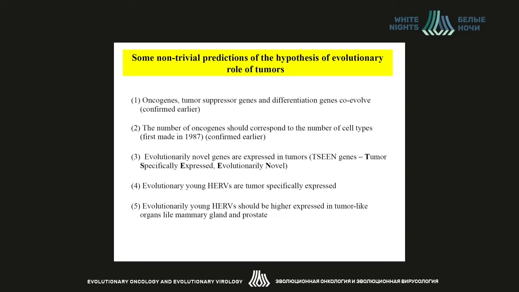The hypothesis can also result in a few fairly original and unexpected predictions. Oncogenes, tumor suppressor genes, and differentiation genes should co-evolve. This has been confirmed in our earlier study that was quoted by Professor Kozlov in his presentation earlier this session. We also confirmed that the number of oncogenes should correspond to the number of cell types. This prediction was made back in 1987. Evolutionarily novel genes are expressed in tumors.